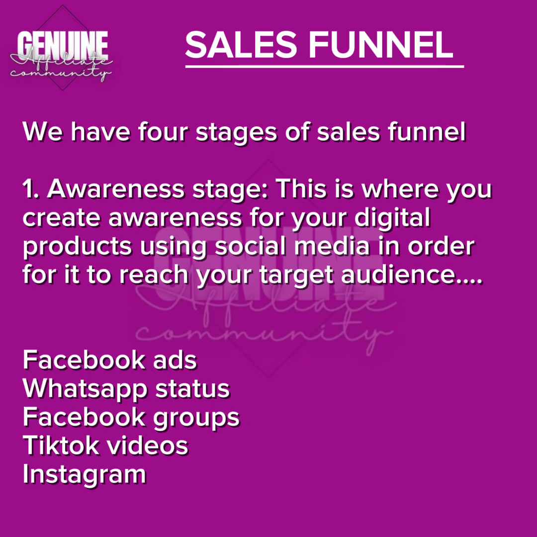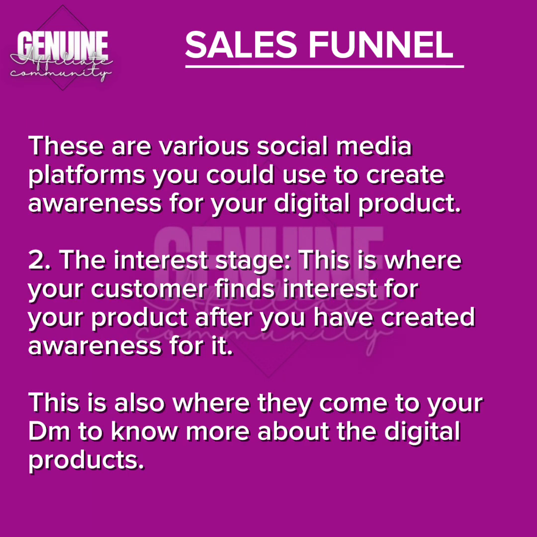Stage one is the awareness stage. This is where you create awareness for your digital products using social media in order for it to reach your target audience. So you could advertise your product using Facebook ads, WhatsApp status, WhatsApp groups, Facebook groups, TikTok videos, and Instagram reels. These are various social media platforms you could use to create awareness for your digital products.